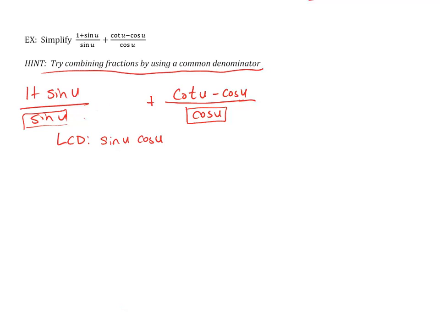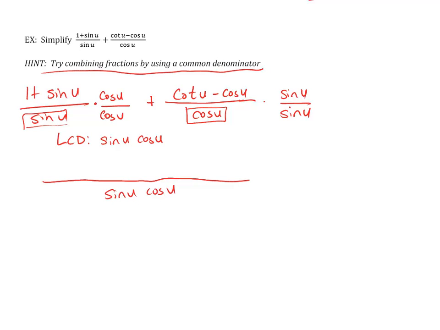So I look at my first fraction and say, what's missing from that one? Well, it's a cosine. So I'm going to multiply by cosine of u over cosine of u. In the second one, I'm missing a sine of u, so I multiply by sine of u over sine of u. Okay, and now what you've got is that this is now all equal to something over sine u cosine u.